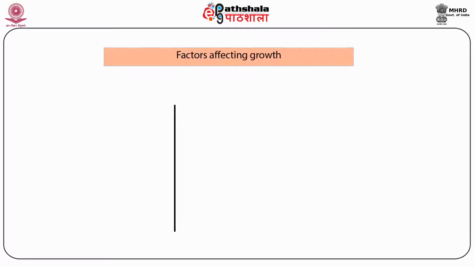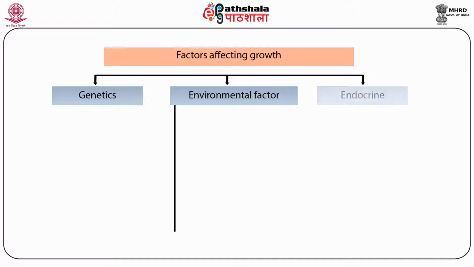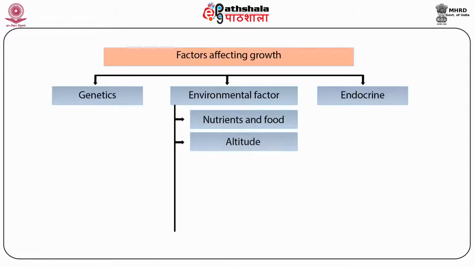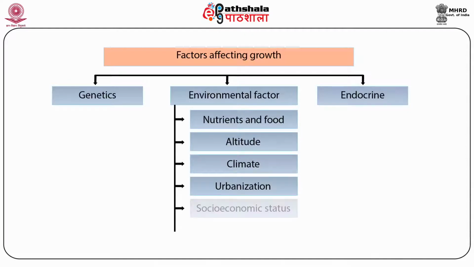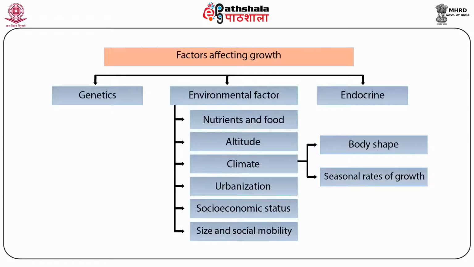Here we can see different factors affecting growth. The major factors are genetics, environmental factors and endocrine factors. Environmental factors include nutrition and food, altitude, climate, urbanization, socioeconomic status, size and social mobility, whereas endocrine factors include body shape and seasonal rates of growth.